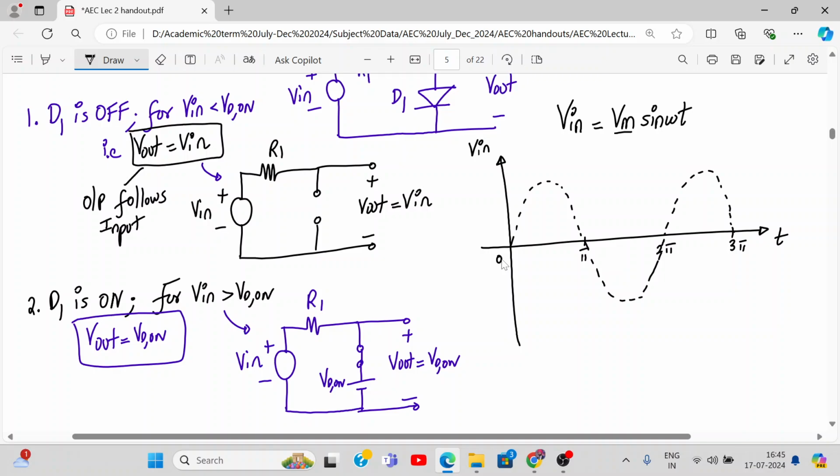Okay, sinusoidal signal whose amplitude is Vm. What about the negative amplitude? Minus Vm. Agree? So this dotted line is my input, V in of t. Agree? Okay.